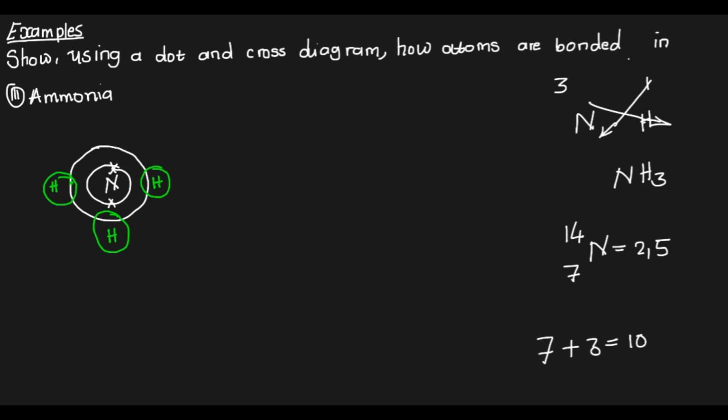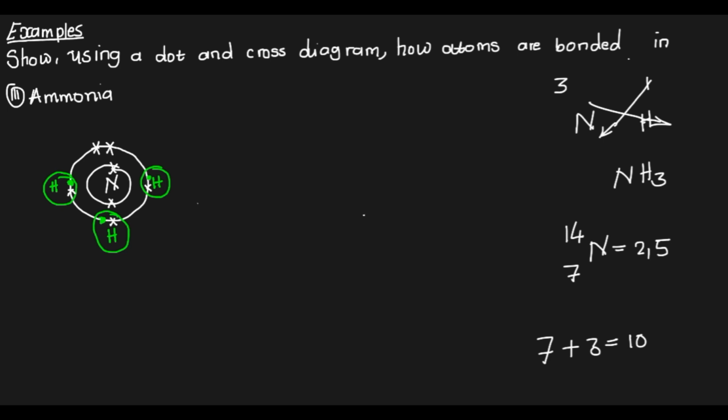Then here we are going to have 1 electron from each hydrogen, and also 1 electron from nitrogen for each bond. So we can see that we have now 6 plus the 2 from the first shell, 8. If we subtract 8 from 10, we have 2 electrons remaining. So that is the compound for ammonia.